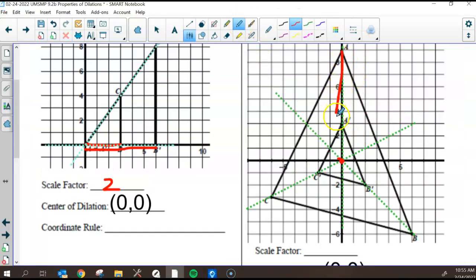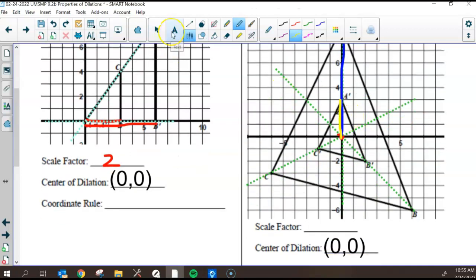How far is it to go from A to A prime? What's that distance there? No, I'm sorry. Wrong question. Don't answer that one. A to the center: 1, 2, 3, 4, 5, 6, 7, 8, 9? 9. And what is that distance from the center to A prime? 3. So how does the distance of 9 change to a distance of 3? What is that scale factor? Danielle? 1/3. The scale factor is 1/3.